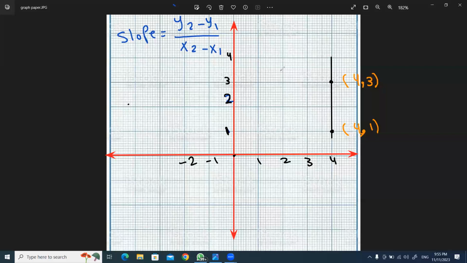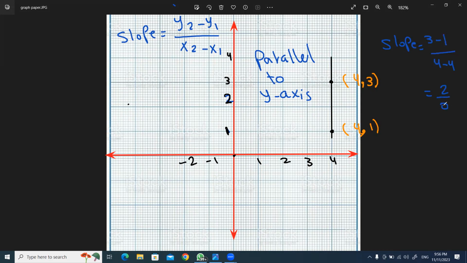Here we have a line, and this line is parallel to y-axis, and I want to get the slope of this line. So the slope, as you know, is the change in y over the change in x, y2 minus y1 over x2 minus x1. So here, what is the slope? The slope is 3 minus 1 over 4 minus 4. So it's 2 over 0. We couldn't divide by 0. 2 over 0 is a math error. 2 over 0 is undefined value. So what is the slope of the straight line parallel to y-axis? It's undefined value.